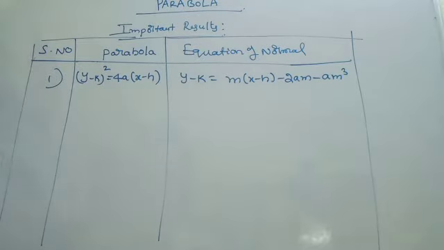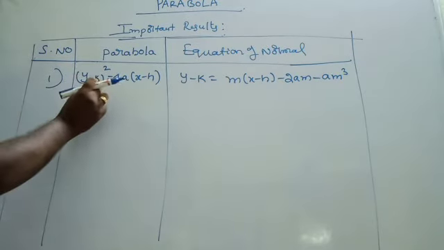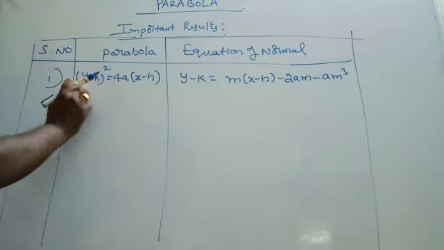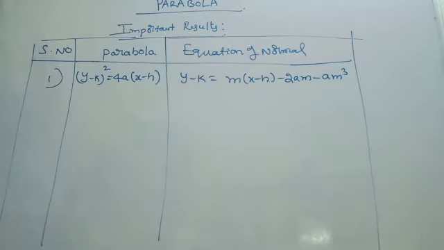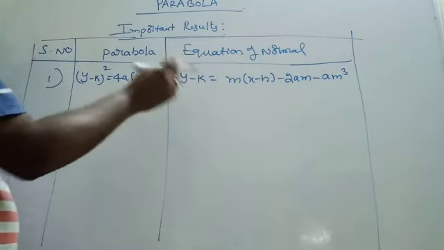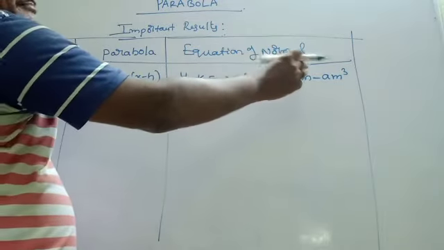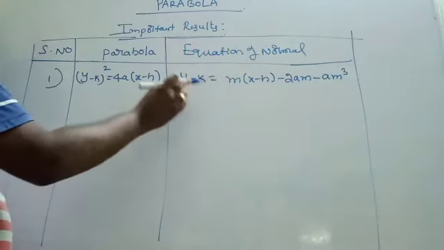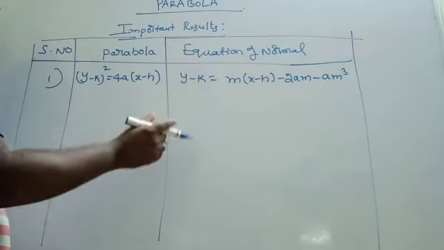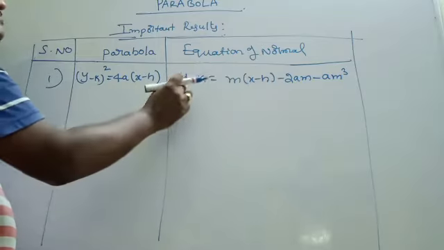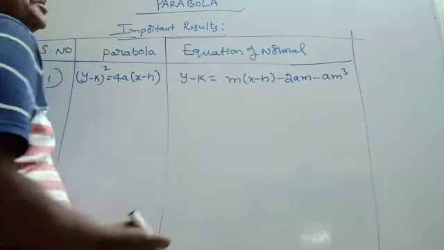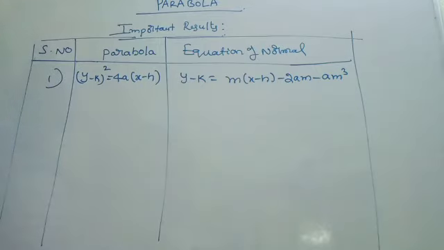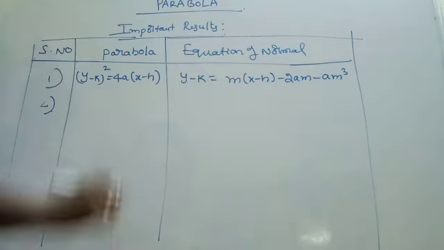Suppose the origin is shifted to the point (h, k). Now for the parabola (y minus k) whole squared equals 4a times (x minus h), the equation of the normal is y = mx minus 2am minus am cube. In place of y we replace y minus k, and x by x minus h. Now y minus k = m(x minus h) minus 2am minus am cube. This is the equation of the normal for this parabola.